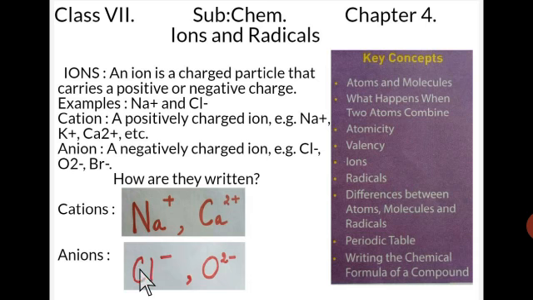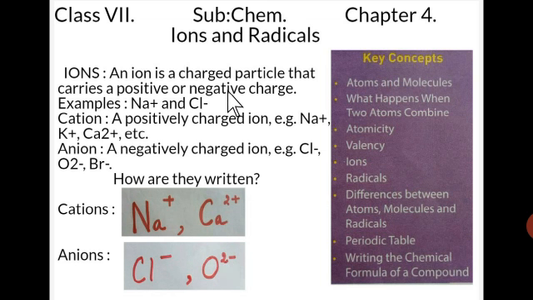Then anions. Cl is the symbol of chlorine, and since it carries a negative charge, minus will be written there at the upper side. And oxygen. First of all, the symbol will be written, and then since it carries two negative charges, it will be 2 minus written as a superscript here.